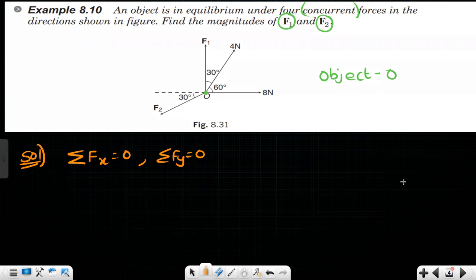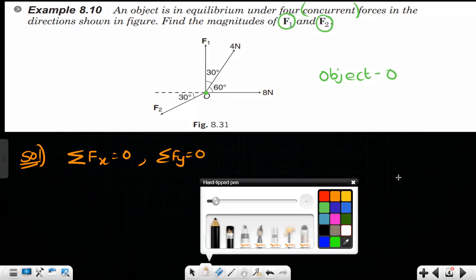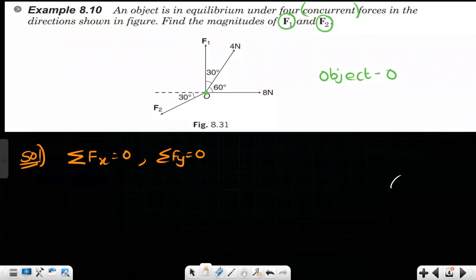Any idea? So like this only, on the x-axis it is 8 Newton, that is one force, and F2 will also put a component, F2 sin 30. So I will show you one equation, sigma Fx equal to 0. What you are saying exactly matches.